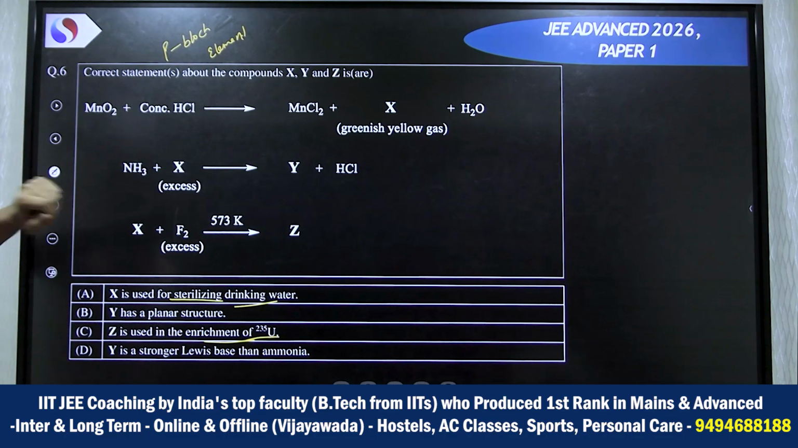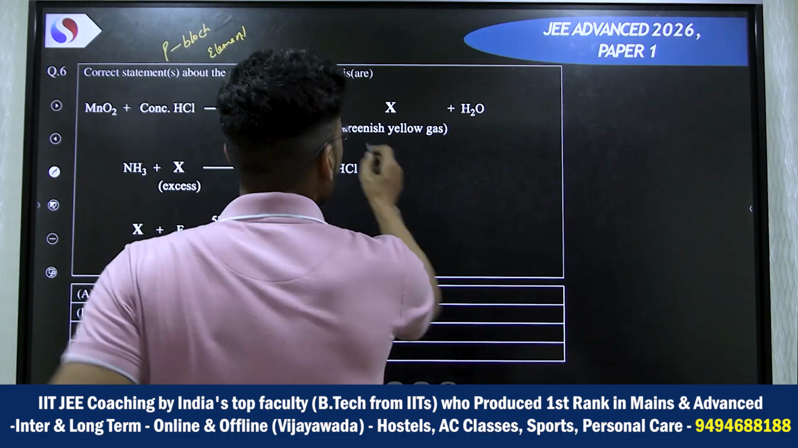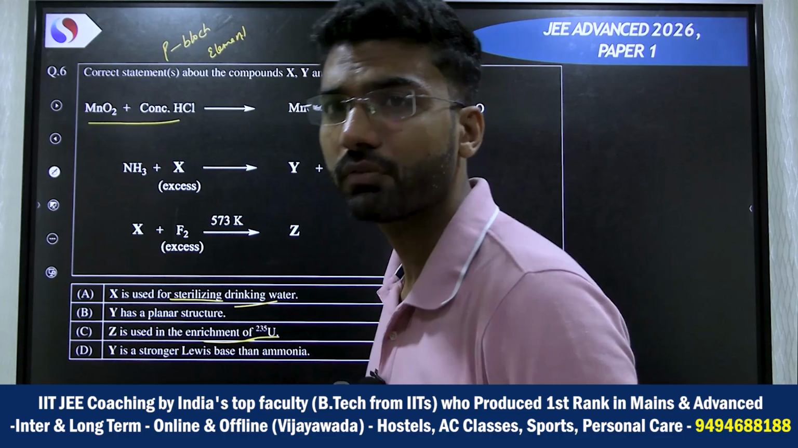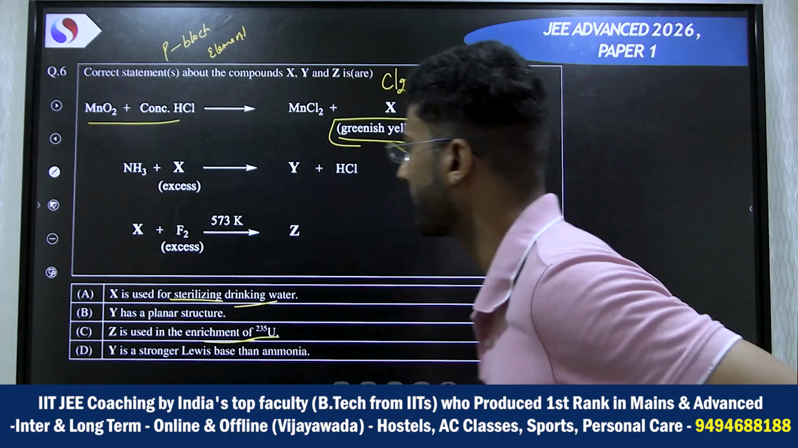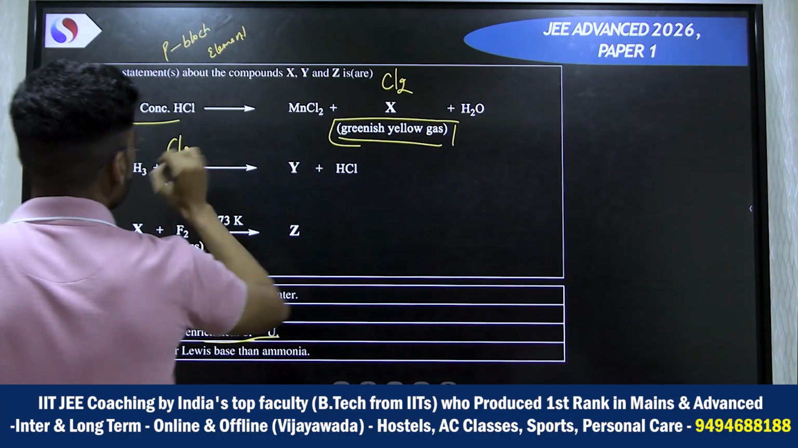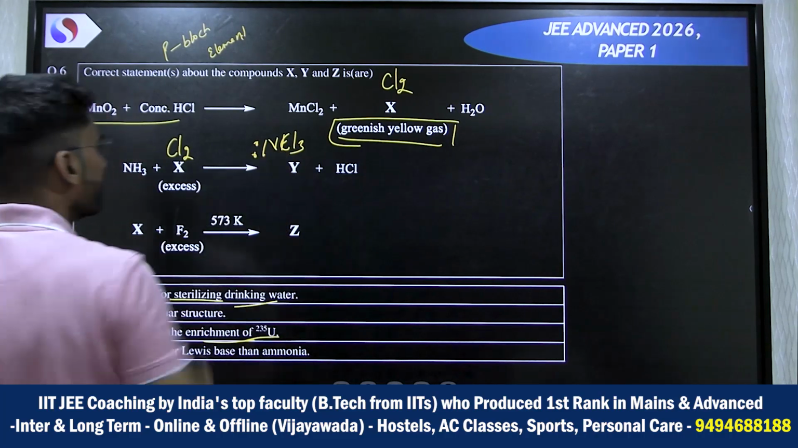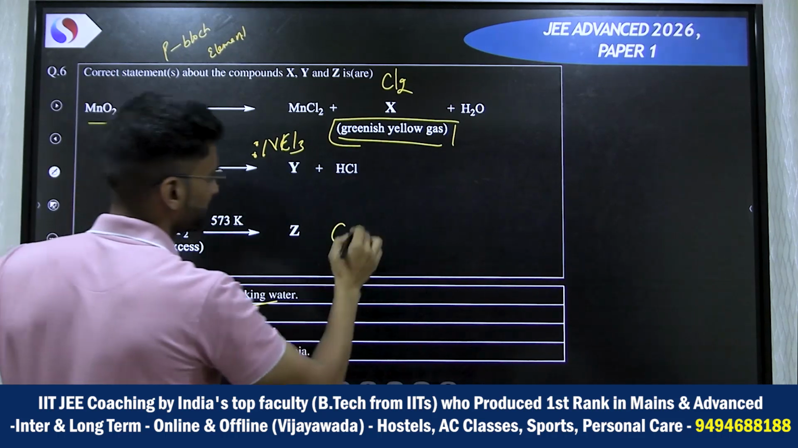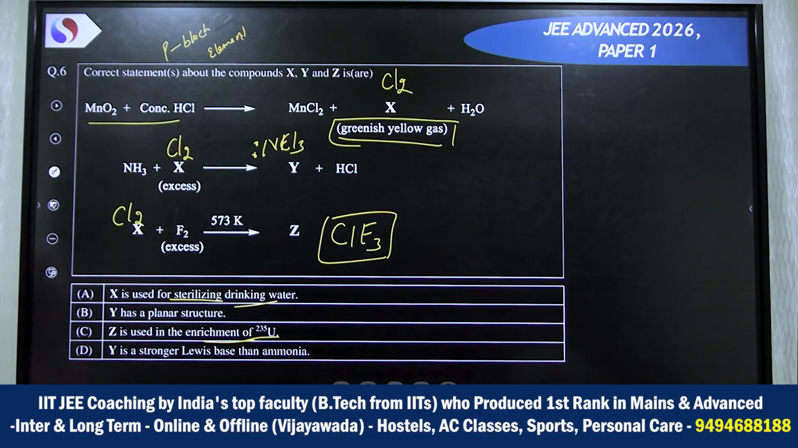So what they have done in this question: MnO2 reacts with concentrated HCl, and it gives MnCl2 plus greenish yellow gas. We know that this is just the method of preparation of chlorine gas. So what will form here? Cl2. I know that Cl2 is a greenish yellow color. When excess Cl2 reacts with NH3, it will give NCl3 plus HCl. Further, this Cl2 reacts with F2, it will give ClF3.